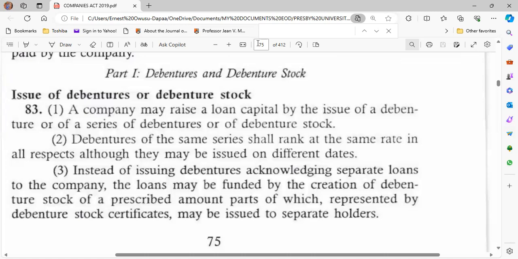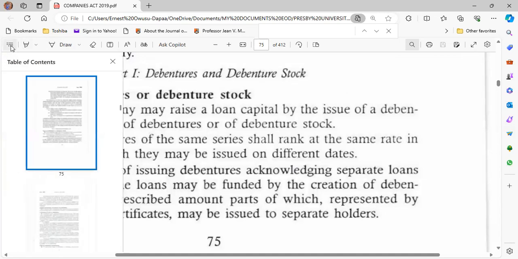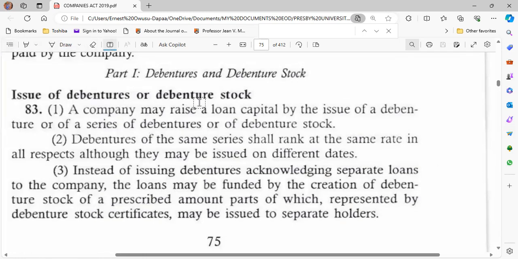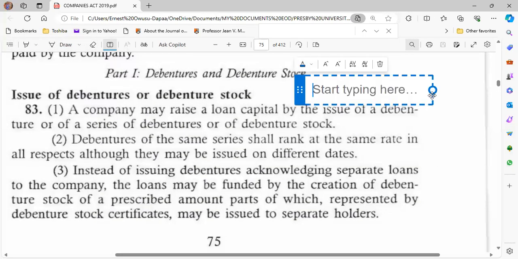So as I indicated, you can have, let me see if I get something to write here. Okay, so a debenture, if you like, just a single debt acknowledgement.